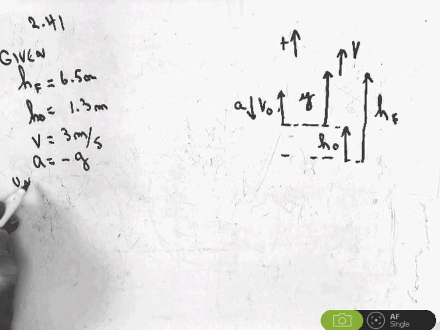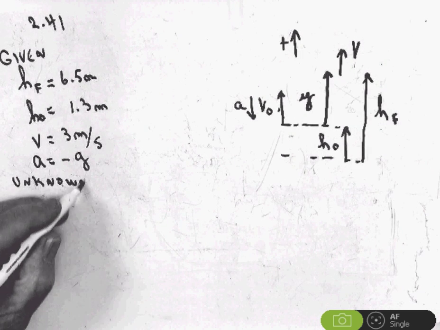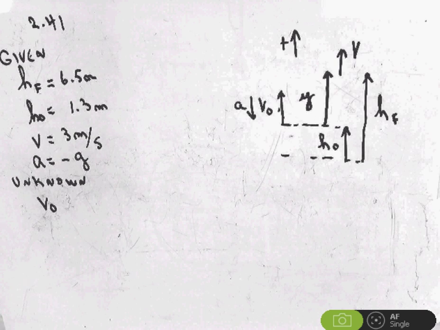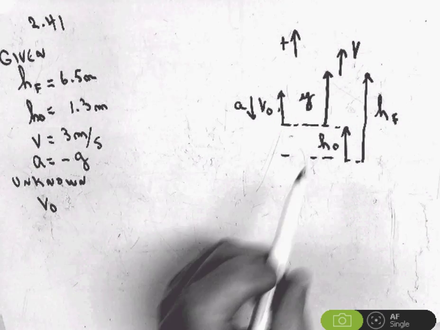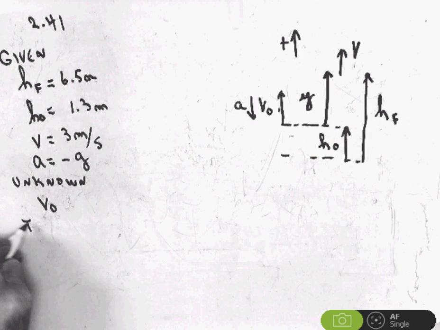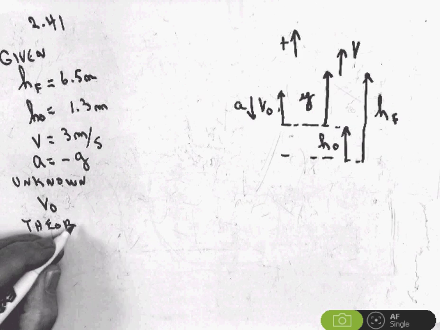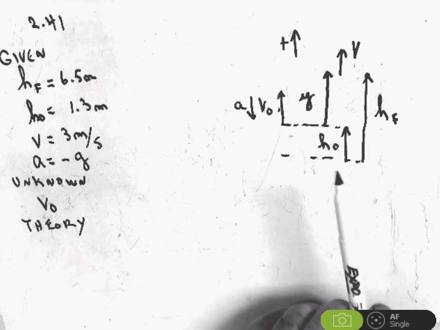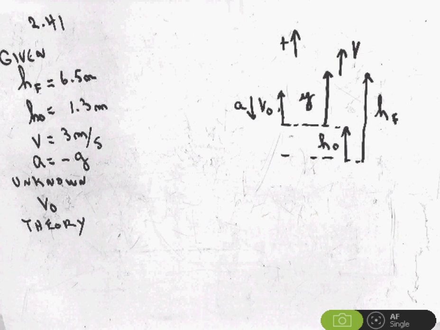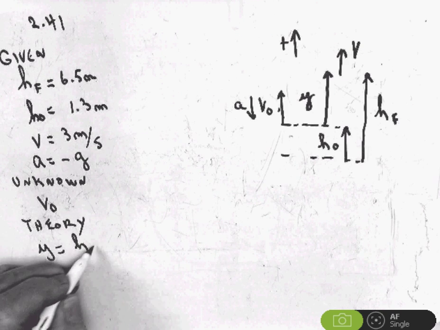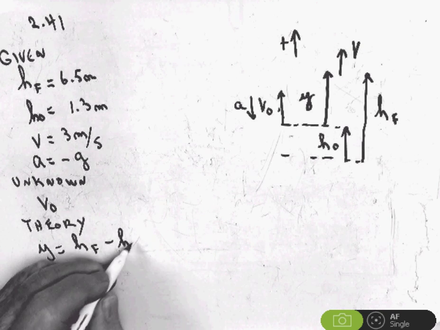What we're looking for is v naught, and of course what we're looking for is some theory which will relate the given information up here to this v naught. So let's look for a theory. We know what y is. y is equal to h f minus h naught.